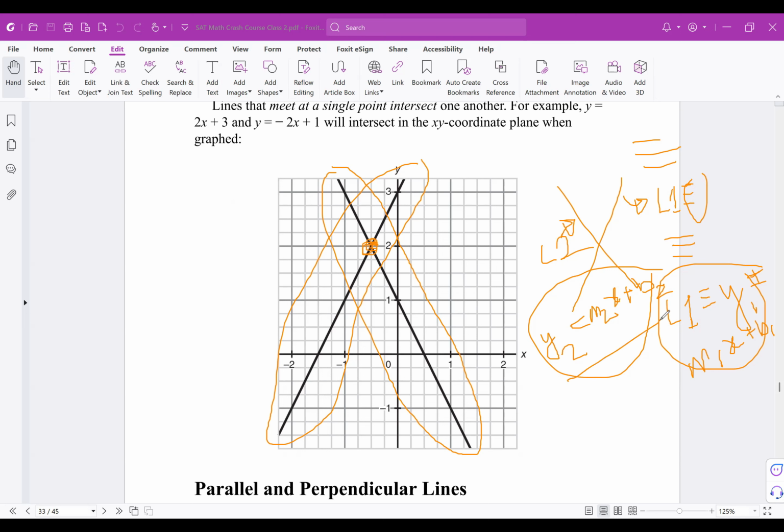This is a linear equation. This is also a linear equation. And this is also a linear equation. Do you understand what is the meaning of linear equation?